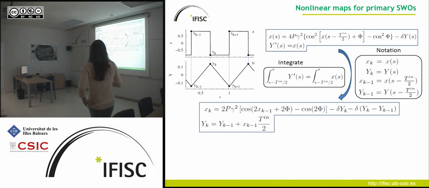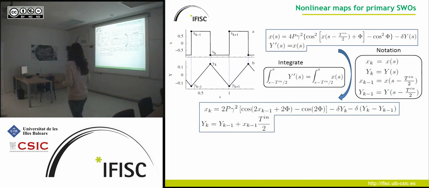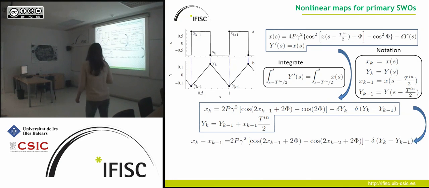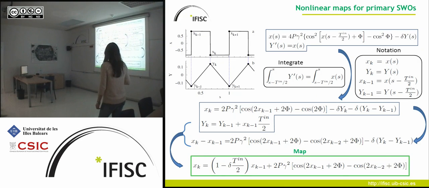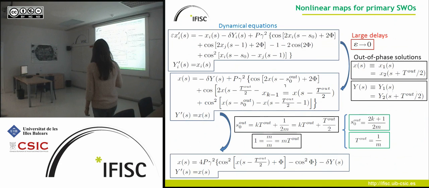Now, if we subtract the first equation evaluated at k minus 1 from the same equation evaluated at the next step, k, we obtain this equation. And combining this equation with this one, we obtain this map.